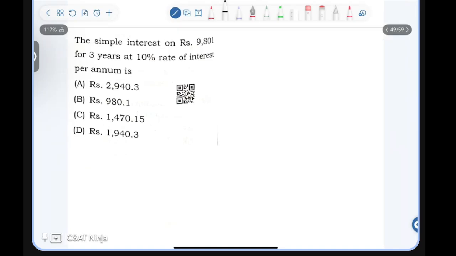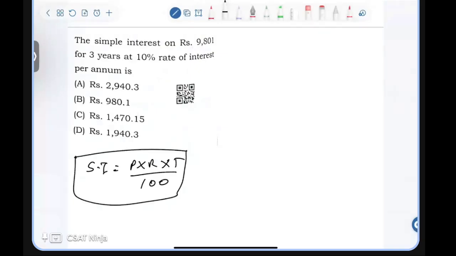Okay, let's try this question. I'll approach this one from a percentage point of view. We have done it many times: simple interest is principal into rate into time divided by 100. But today I'll give you a shortcut approach. This rule is applicable only for simple interest. We are talking about 3 years at 10%, which is 3 into 10, that is 30%. You just find 30% of the principal, then that's the answer.